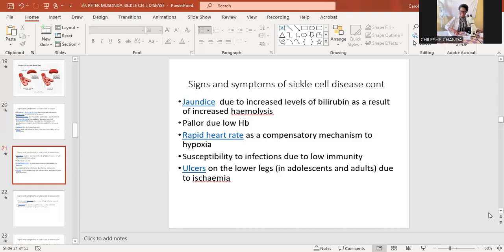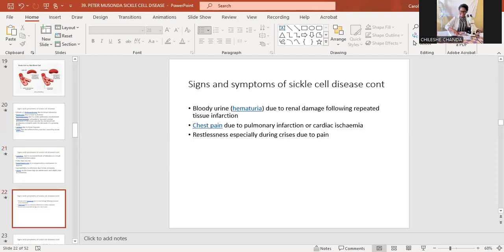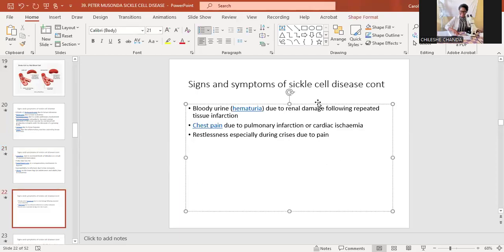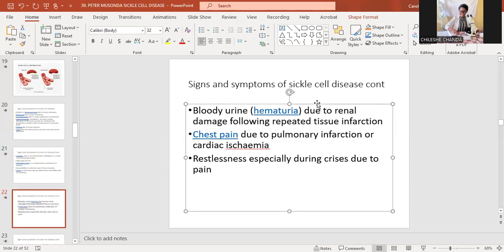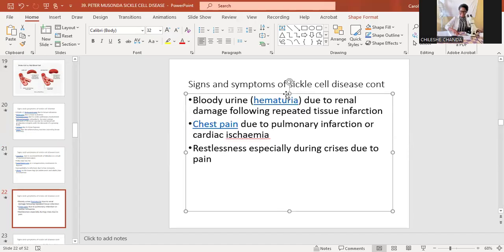The patient will have ulcers on the legs. And this is due to tissue ischemia because the blood is not going there as it is supposed to be, and these wounds may end up taking even longer to heal because blood is not there to provide nutrients for healing.